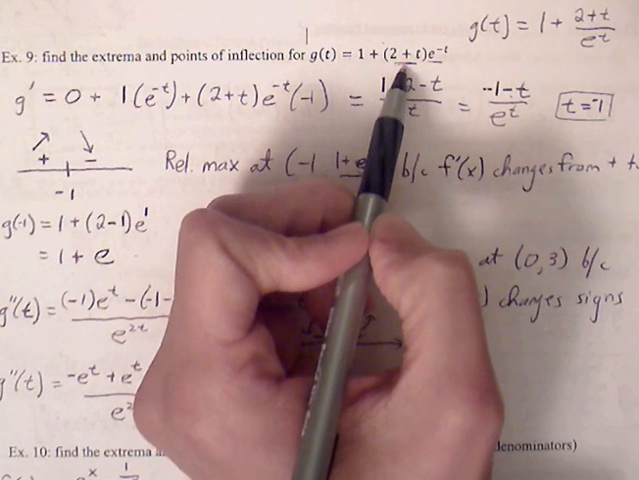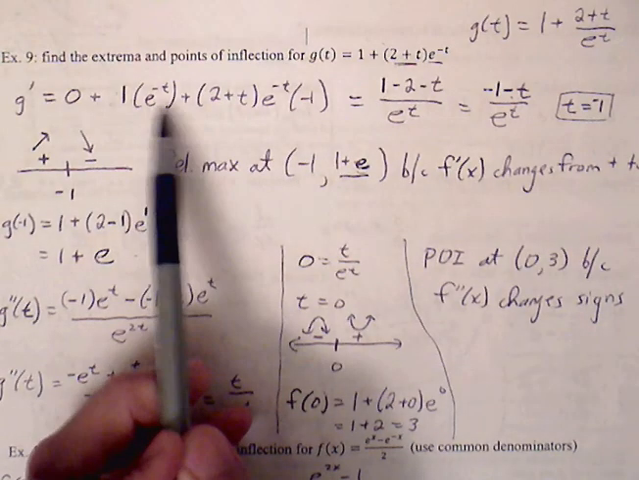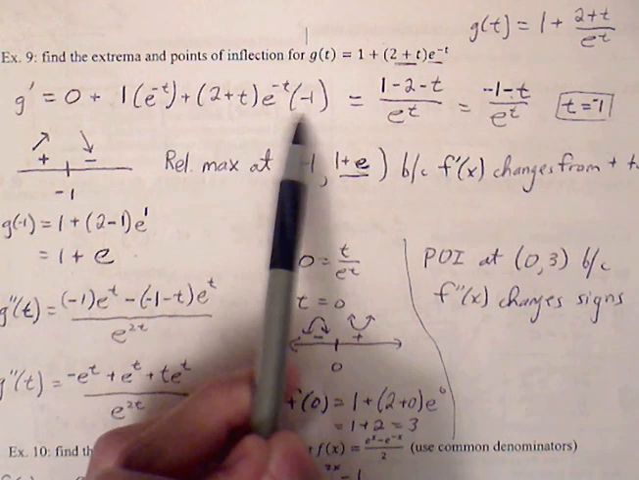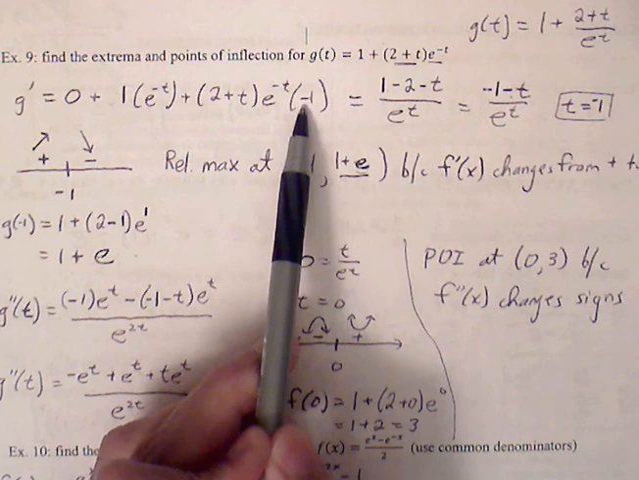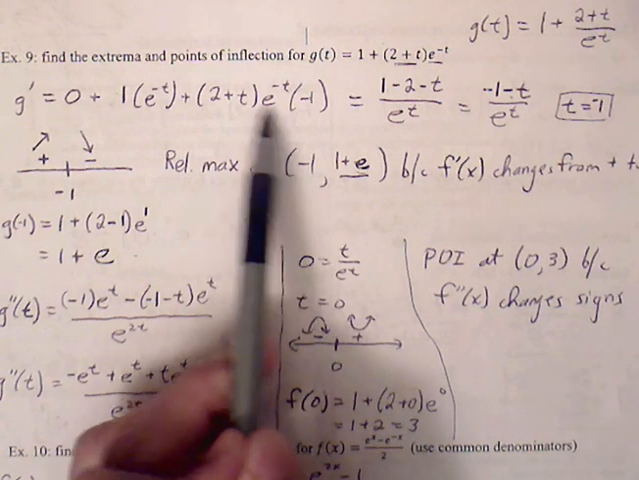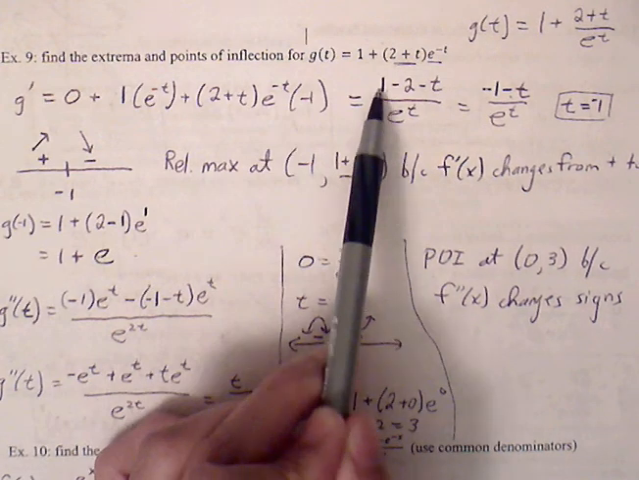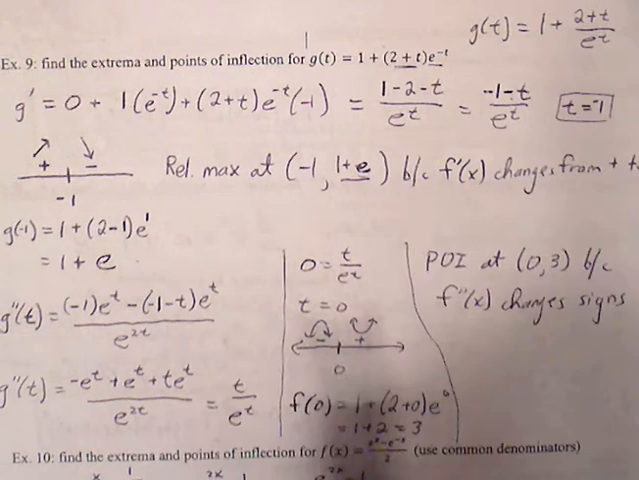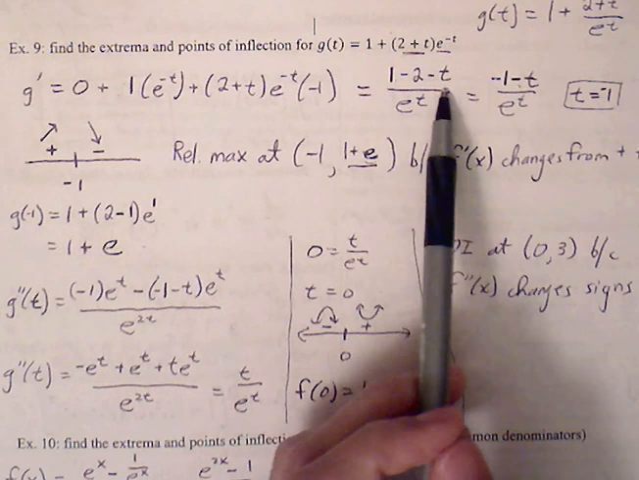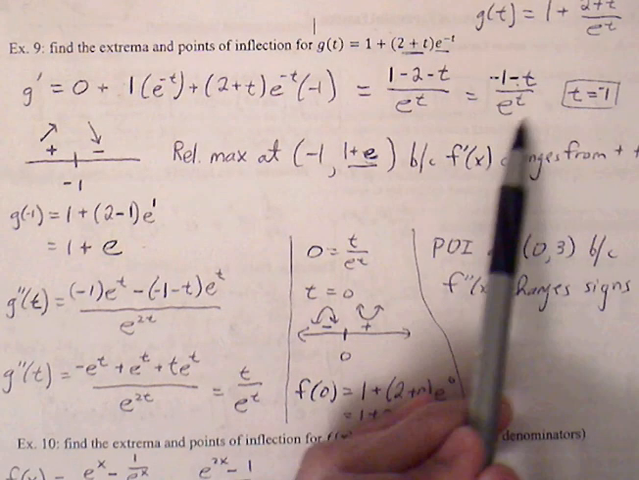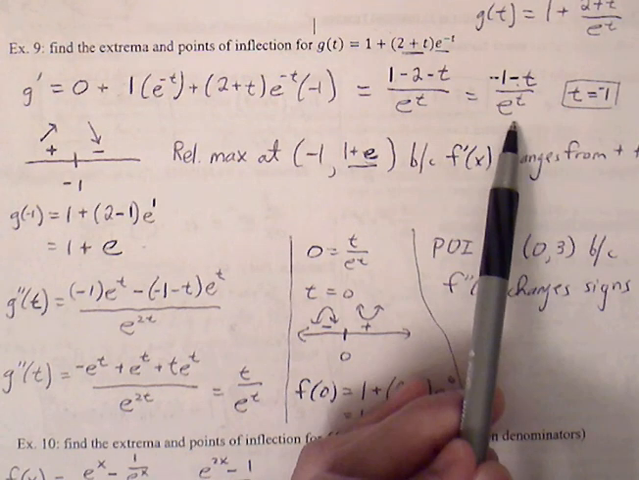So 2 plus t's derivative becomes 1. So f prime g plus f g prime. The derivative for e to the negative t is e to the negative t times negative 1. We can move the e to the negative t to the denominator, and we have common denominators then. Combine the like terms up in the numerator. 1 minus 2 is negative 1 minus t. So we have our g prime of t being negative 1 minus t over e to the t.